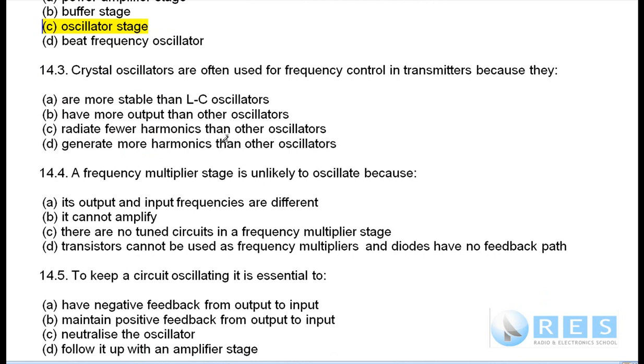14.3. Crystal oscillators are often used for frequency control in transmitters because they are more stable than LC oscillators. The main feature of a crystal oscillator is its stability. They do not drift as much. They do drift, but nowhere near as much. You need to remember what drift is. Drift is a slow, unwanted change in frequency.